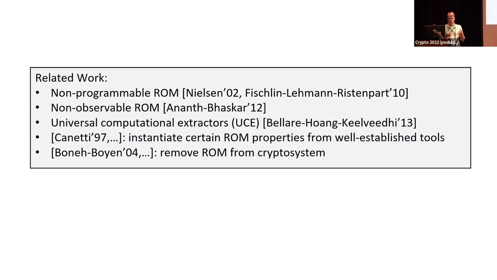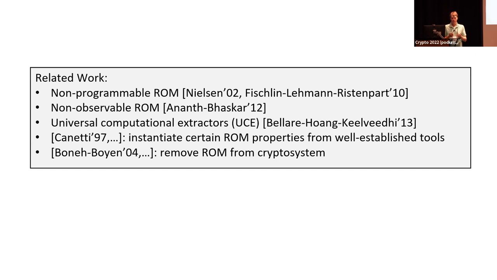Then moving beyond idealized models, there's universal computational extractors, which seek to define a standard model notion of security for hash functions that captures a wide range of use cases. These UCEs, however, many of the original versions of them are also uninstantiable. Encrypt with hash is an example, which can be proven under some variant of UCEs.